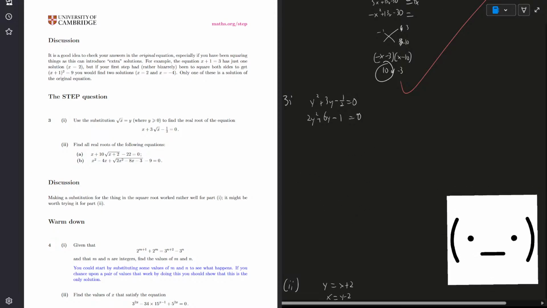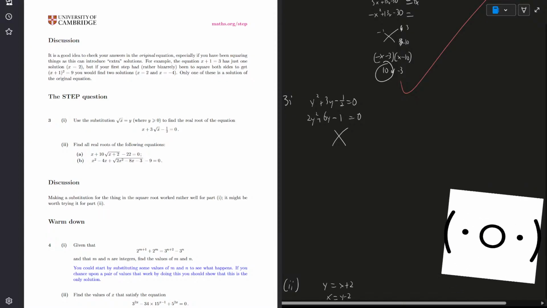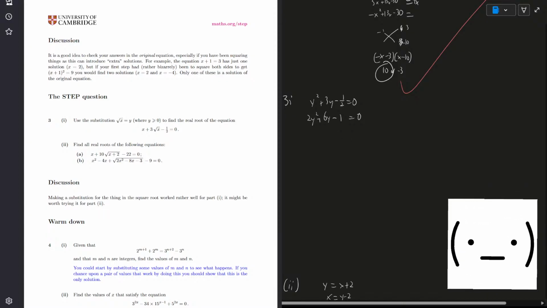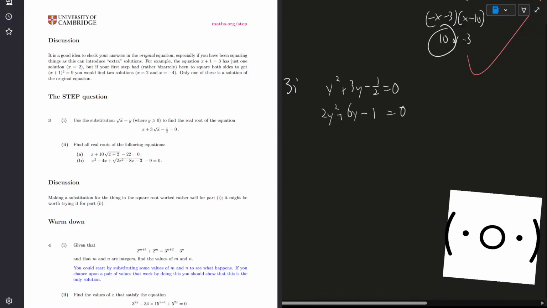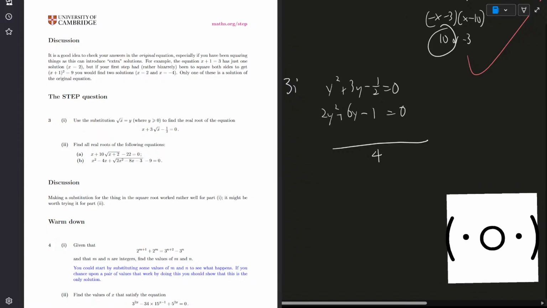Great. I love wasting my time. So, oh, nope, that's also wrong, because you really can't make 6 with 2 and 1. So the way to approach this is the quadratic formula.